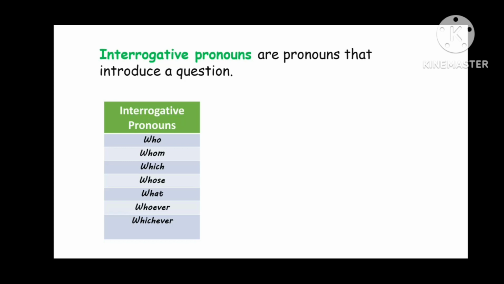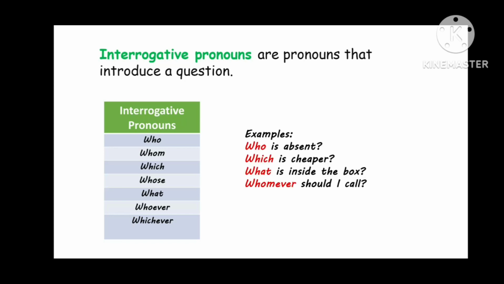One thing to notice is that the same words are in relative pronouns also. So how we use them, whether to ask a question or to show relation, shows what kind of pronouns they are. Example: Who is absent? Which is cheaper? What is inside the box? Whomever should I call? So all these are interrogative pronouns because they are introducing questions.